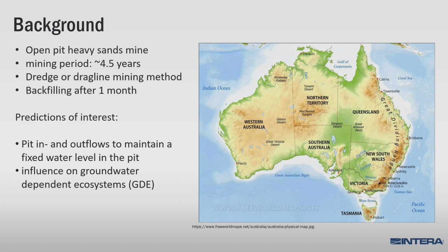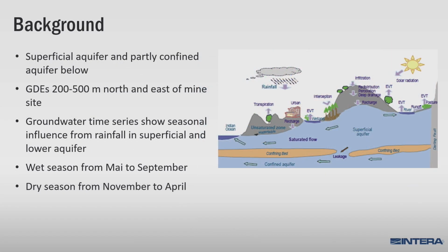The main predictions of interest in this case were the amount of water they need to add or remove from the pit to maintain the water level, and the impact of mining on the groundwater level, as there's a groundwater-dependent system quite close to the mine. You can see on the right-hand side an approximation of the conceptual model.